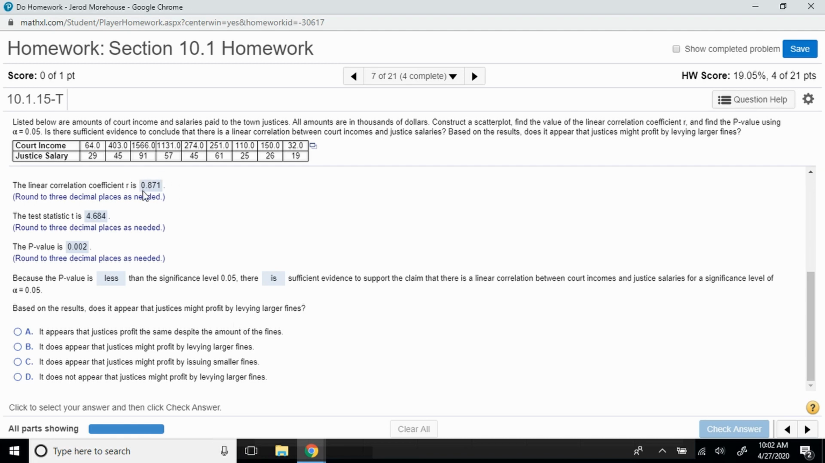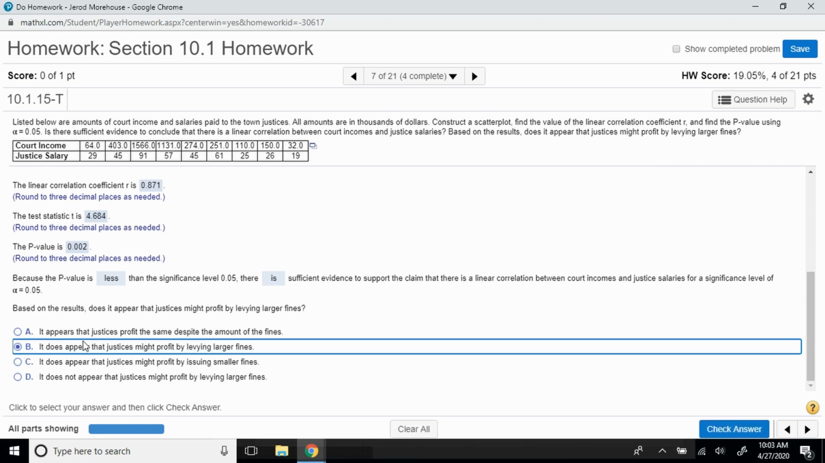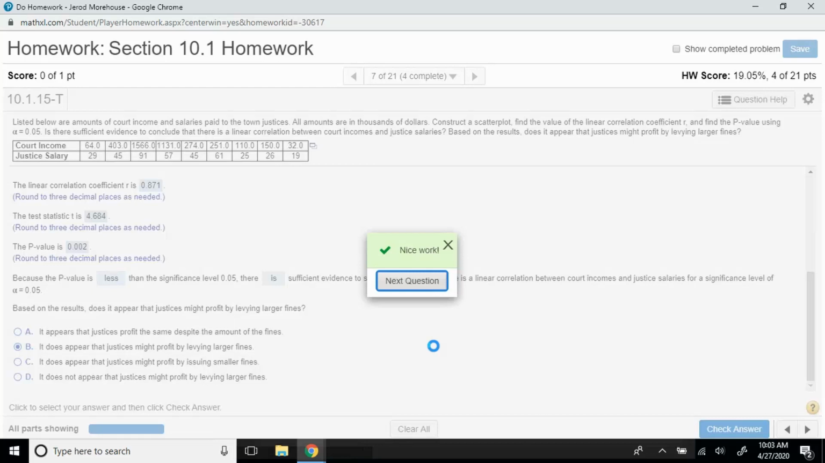We had a strong correlation coefficient that is positive. A positive correlation coefficient says that as the X value gets larger, so does the Y value. So as court income increased, justices' salaries increased as well. We decided that there was a linear relationship going on here with our p-value by running the test. So we're going to say B, it does appear that justices might profit by levying larger fines. Check that answer. Great.